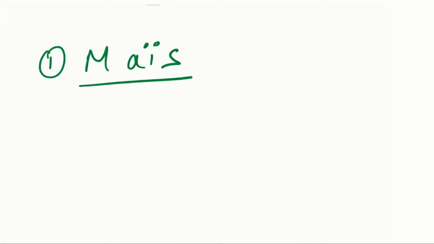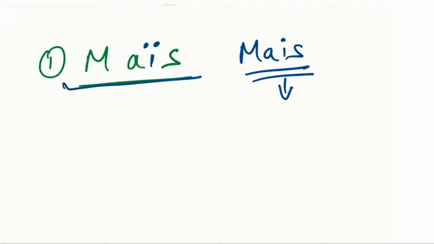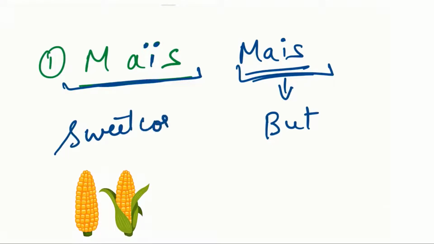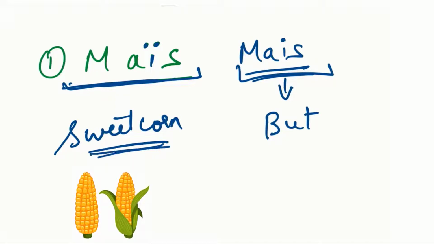Let's see the first example now. Mais. If you are not putting this sign on the top of the i, then the spelling will be like this, and the meaning will totally change. So for the correct meaning and the correct spelling, we have to put these two dots. This is also a French word and the meaning is but. But if you want to write sweet corn, because the pronunciation of this is may, we have to put two dots.